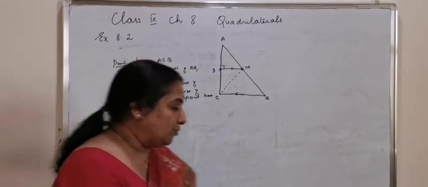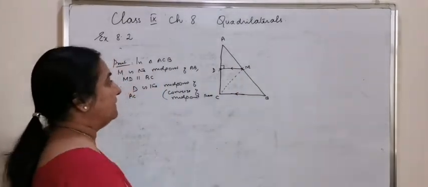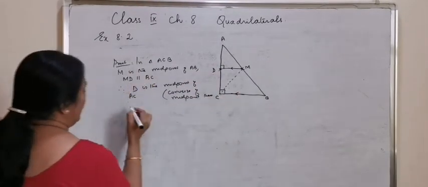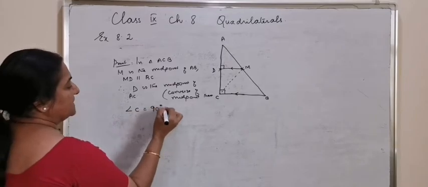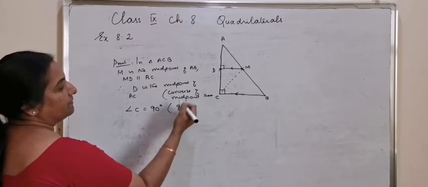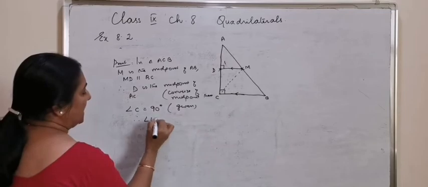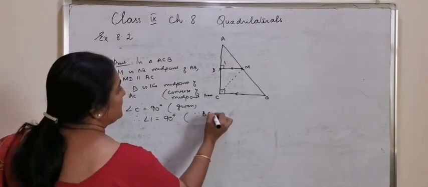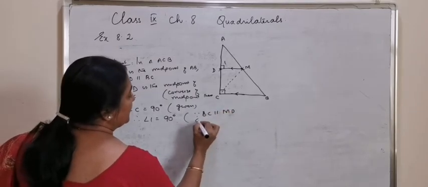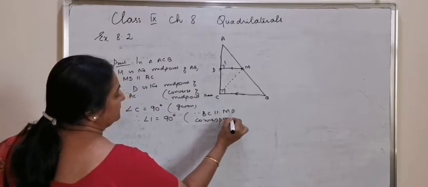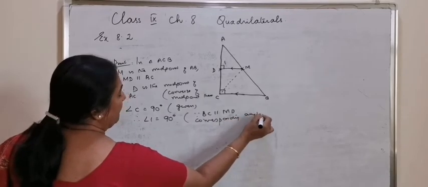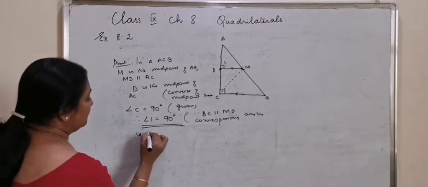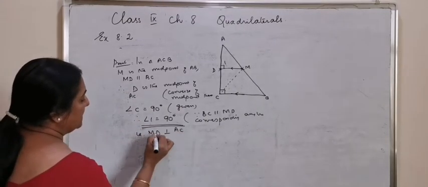The second part to prove is MD is perpendicular to AC. You can see here angle C is equal to 90 degrees. It is given in the question. Therefore, angle 1 is also 90 degrees since BC is parallel to MD, corresponding angles. So the second part of the proof is done. If angle 1 is 90 degrees, therefore MD is perpendicular to AC.